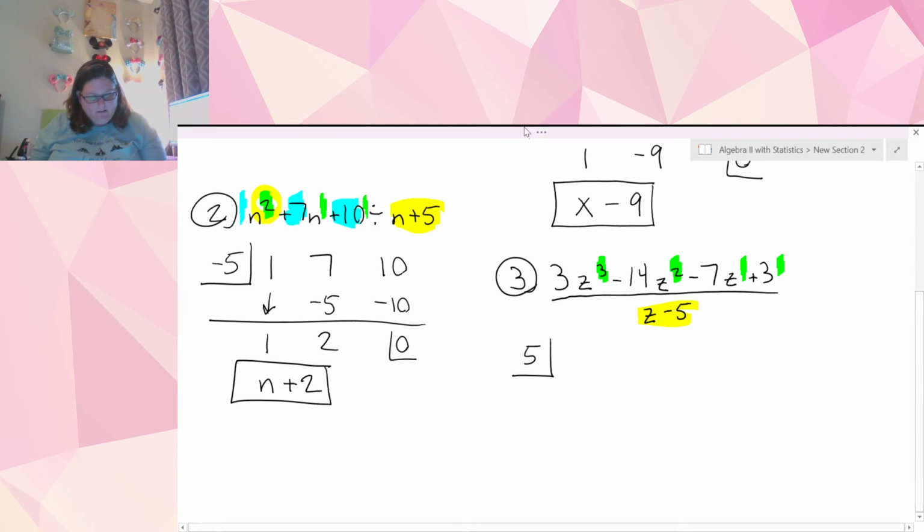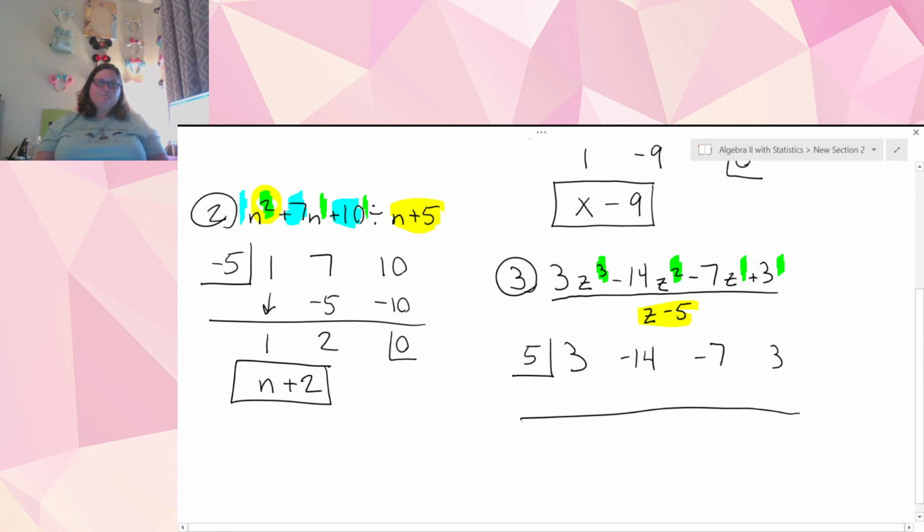So we write our numbers out front. So I have 3, negative 14, negative 7, and positive 3. And I leave a space and draw my line. So we always bring down the first number. The first number in this case happens to be 3. We just bring it down.